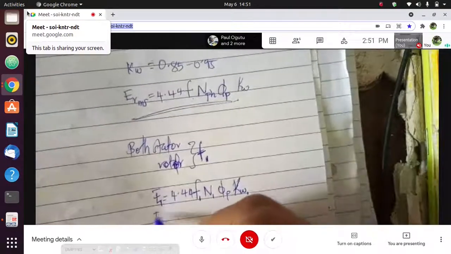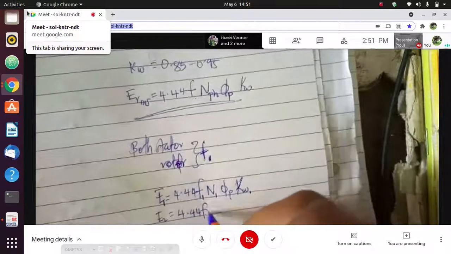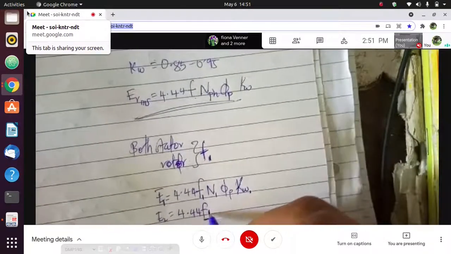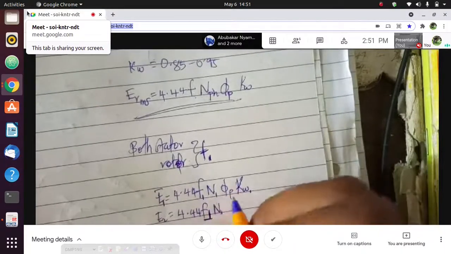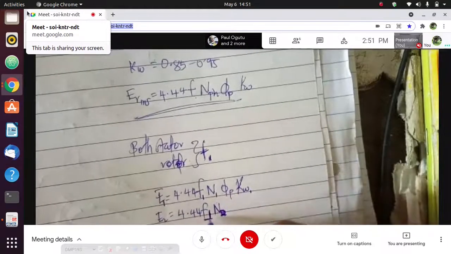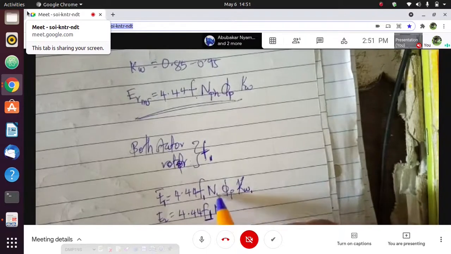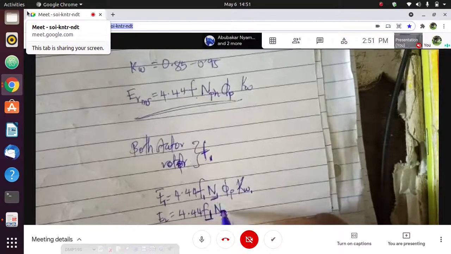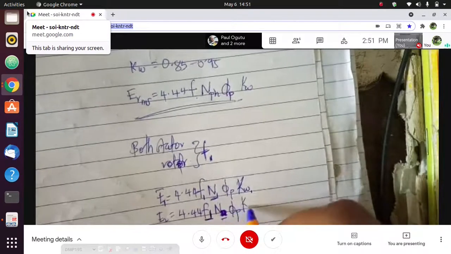And the induced voltage in the rotor circuit will be 4.4 F1. We are going to call it F1 since the rotor circuit is not connected, so that induced voltage will be induced at the frequency of the stator. But the number of series windings in that rotor circuit will be different from that of the stator. So that's why we are denoting it as N2, times the flux per pole times the winding factor Kw2.